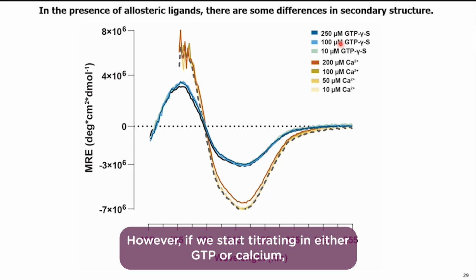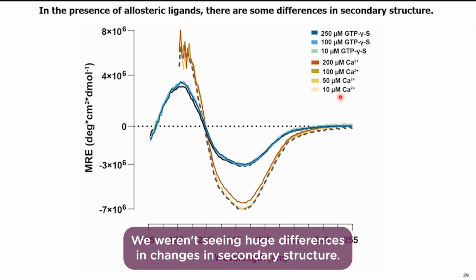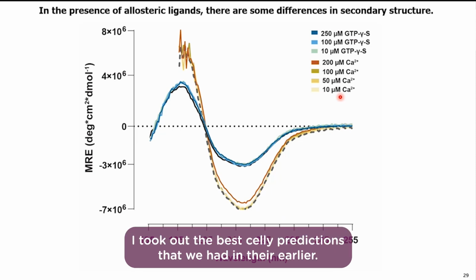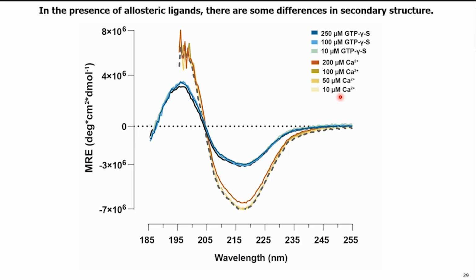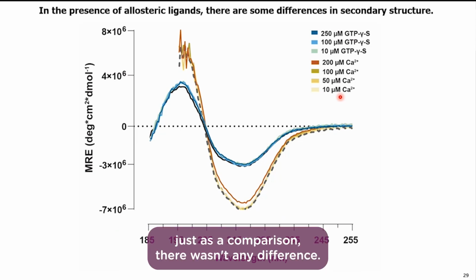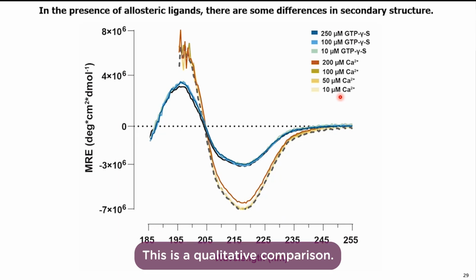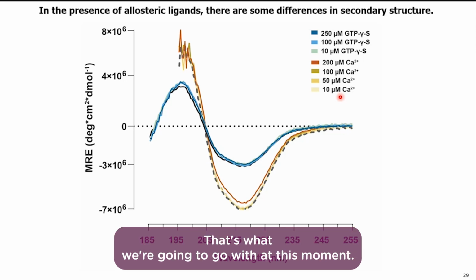However, if we start titrating in either GTP or calcium, we used calcium bromide instead so that we could actually see further down, we weren't seeing huge changes in secondary structure. If you notice a big white space, I took out the best secondary structure predictions that we had in there earlier. So we won't talk about those. We'll see those later too. But really, when you did it that way, just as a qualitative comparison, there really weren't that many differences. That's what we're going to go with at this moment.